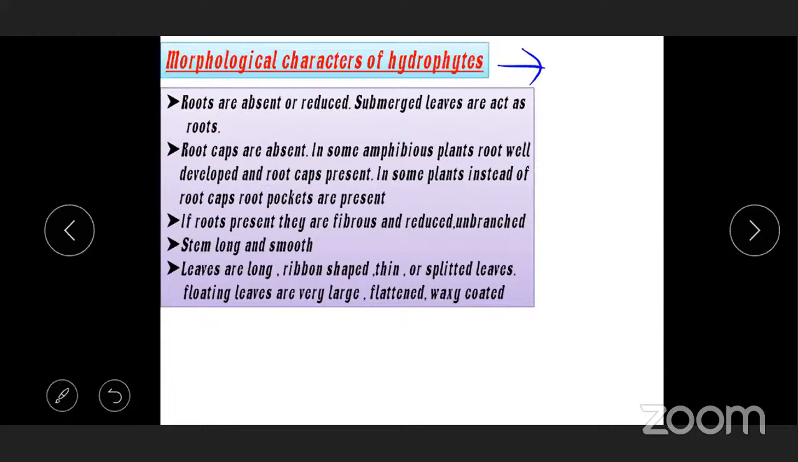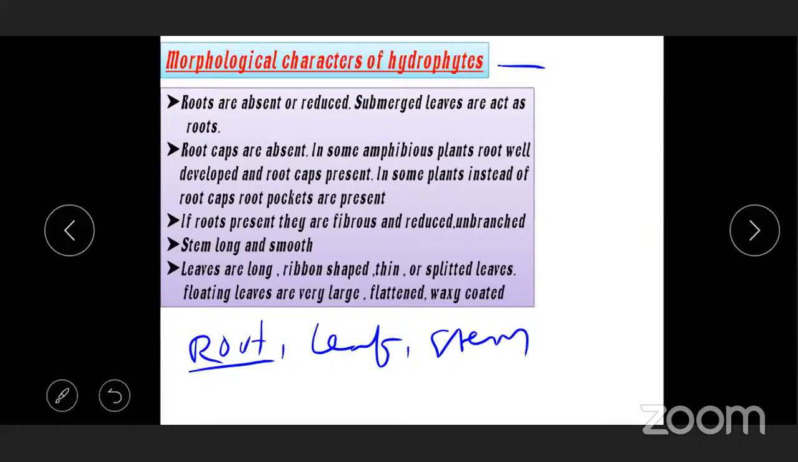In morphological characters, we discussed root, leaf, and stem. What about root? Roots are absent or reduced. Root caps are absent. In some amphibious plants, roots are well developed and root caps are present. In some plants, instead of root caps, root pockets are present. If roots are present, they are fibrous. This is about root information in hydrophytes.